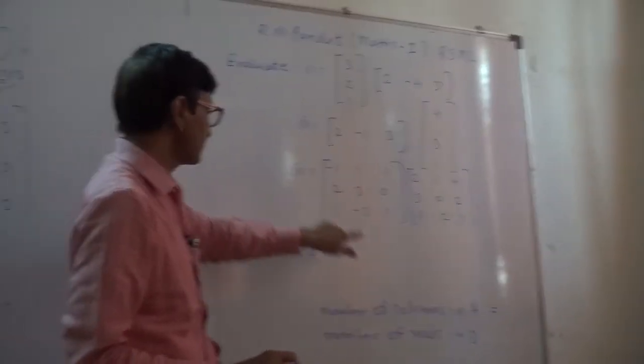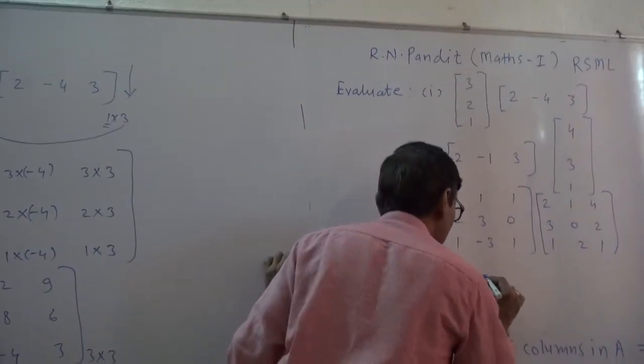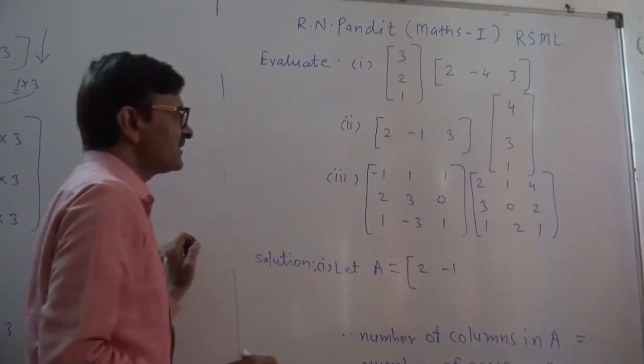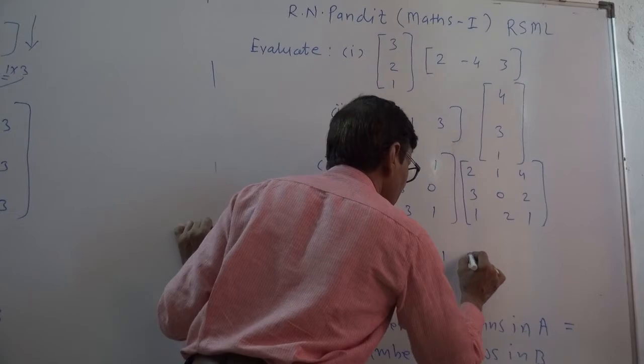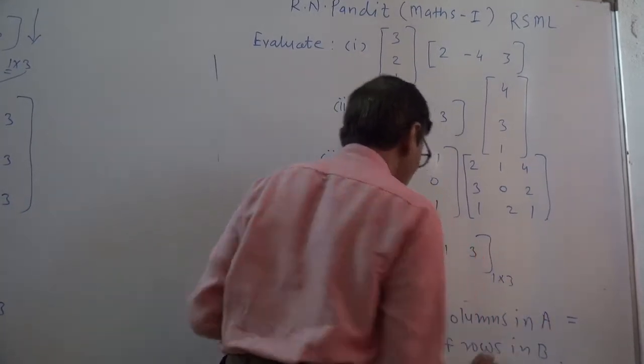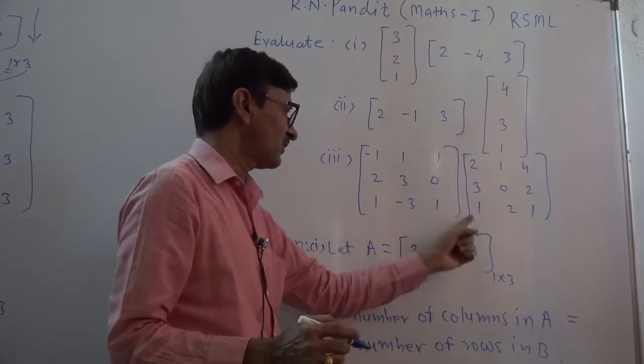Consider the first matrix as A. A is a row matrix. What is the order? It is 1 by 3. Order of A is 1 by 3. Only one row is present, but there are 3 columns.